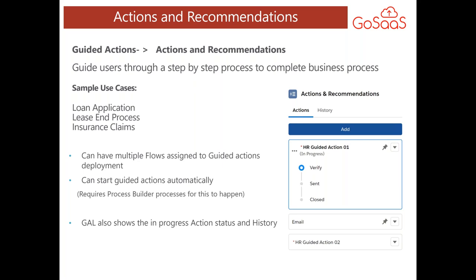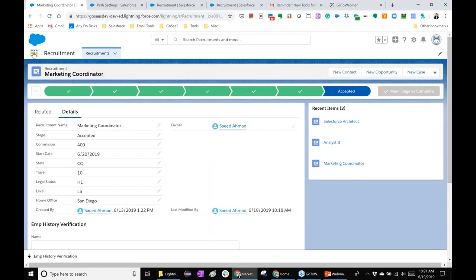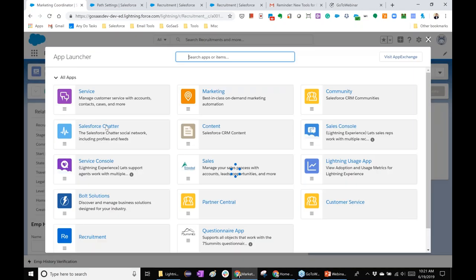So again, what we can do is define steps, and then these steps show up on your Lightning page. So again, it's a two-step process: you define these actions and recommendations in setup, you create a deployment, and then you add a component on your Lightning page to surface these actions. So I think it would be best to show you how it looks, and then we can go through configuration steps in setup. So for the sake of this demo, I am going to switch to a different application.